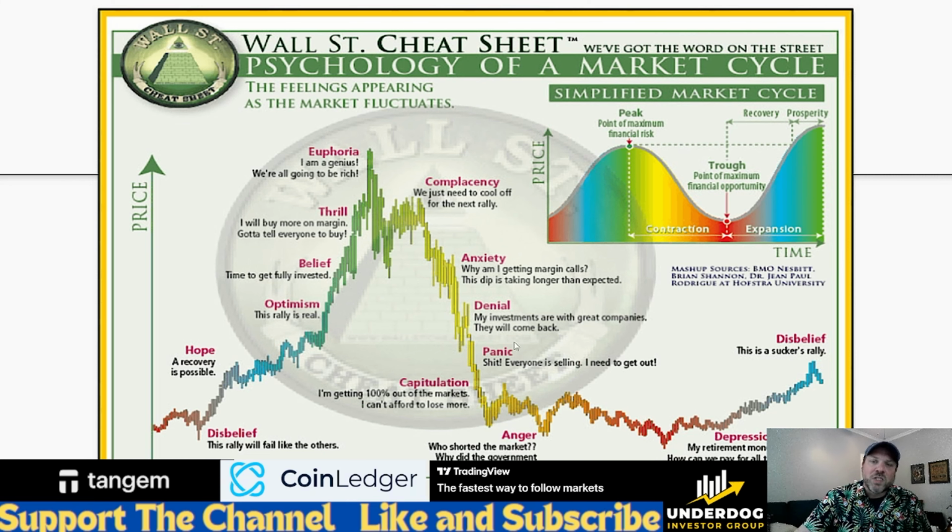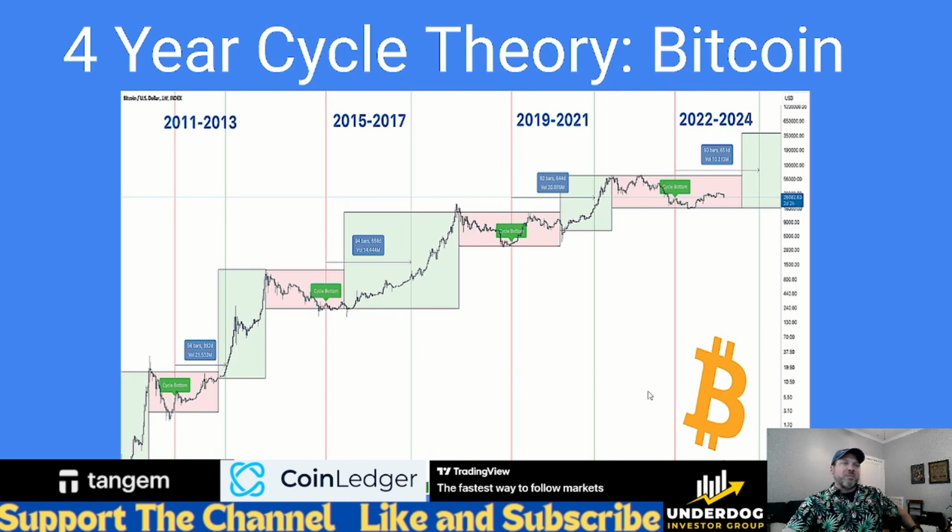So I hope you learned something from our stream today. Take a final look at the 4-year cycle theories. On this chart, you can see that the green areas are the bull run, the red areas are the bear run. But you got to realize these are bear markets. The bear markets can last a good 12 to 16 months, but the bull runs can last even longer. So I hope this has been informative today.